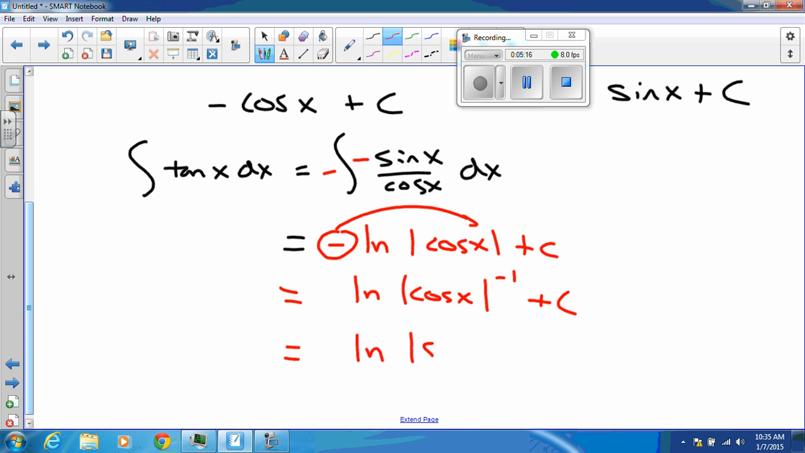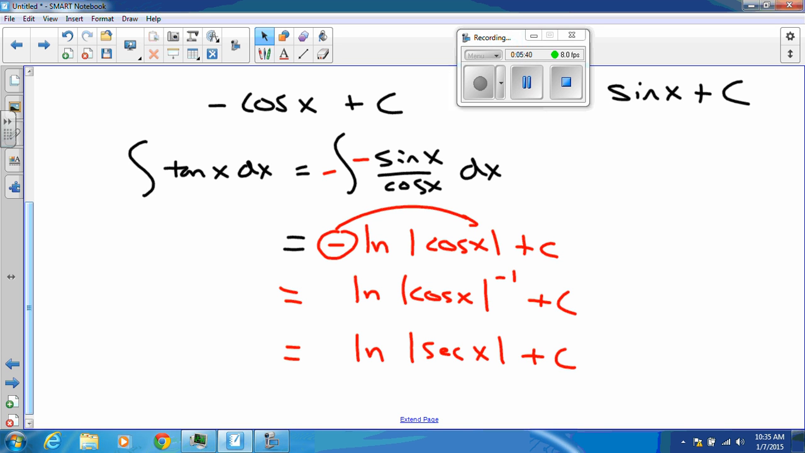And 1 over cosine x is secant x. It works, but I know it's magic. No, we do this in order to keep a kind of symmetry between derivative and integral.